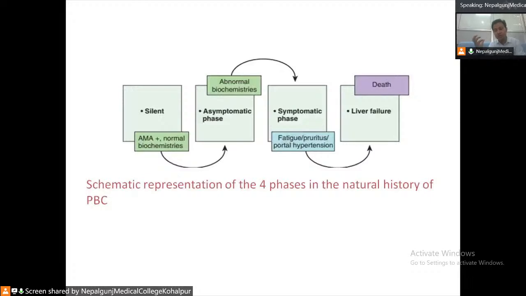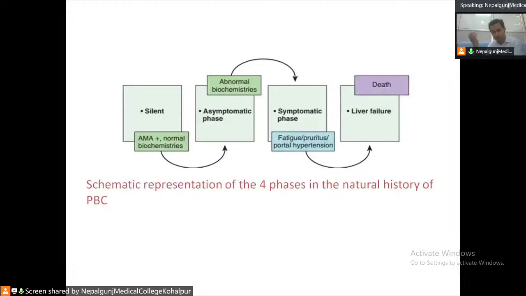What are the most common symptoms of PBC? Female patients generally present with symptoms. There are two important symptoms: one is fatigue, the other is pruritus. These are the two most common symptoms, and they are due to cholestasis. Why do fatigue or pruritus occur? I will tell you later. Fatigue and pruritus are very early symptoms.